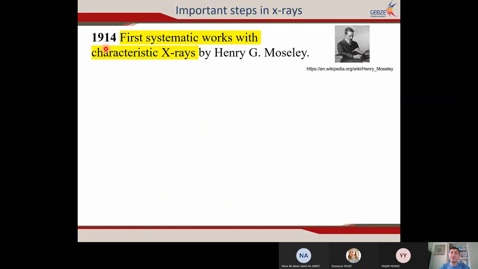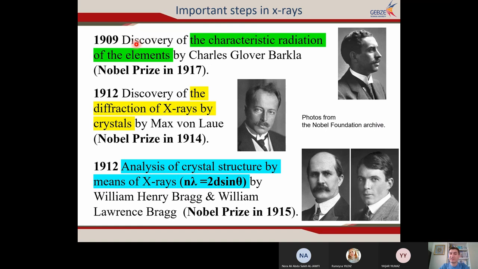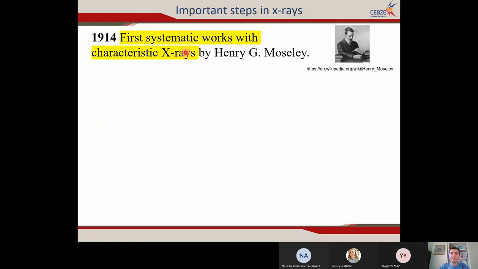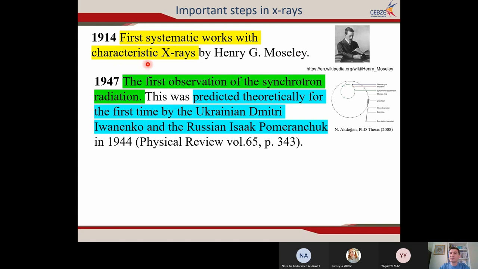Another important step in 1914 was the systematic work with characteristic X-rays by Henry Moseley. Here I mentioned the discovery of characteristic radiation in 1909 by Barkla, and Henry Moseley did systematic work with characteristic X-rays. With the help of his studies, the periodic table was corrected. He did a marvelous job in physics, but he died in 1915. I think at that time he was 27 years old. He died in Çanakkale, in Gallipoli, in Ottoman Turkey at that time, because he came to Gallipoli to fight against Ottoman Turkey, and then he died there. He was a volunteer, I think. There are also many other important steps and many other Nobel Prizes in physics, but I will not go into detail. If you are interested, you can find them on the internet.